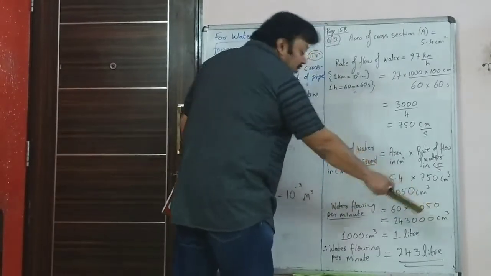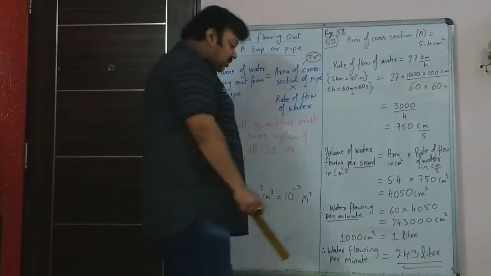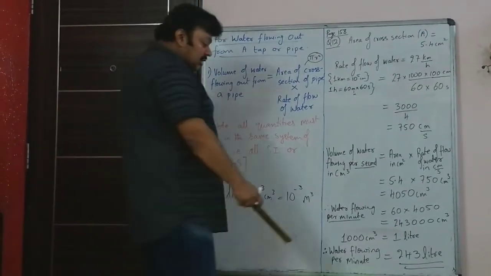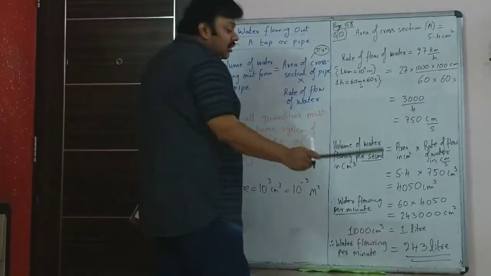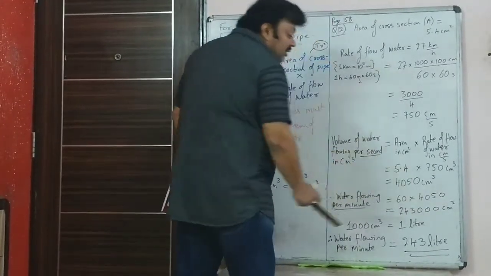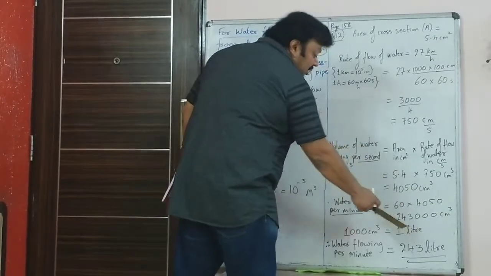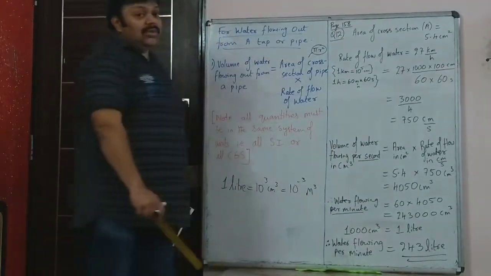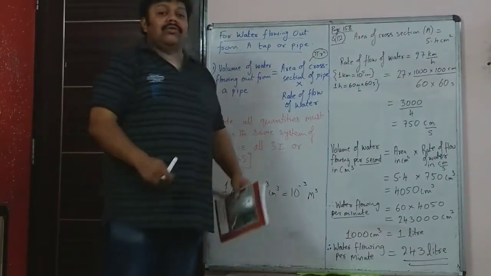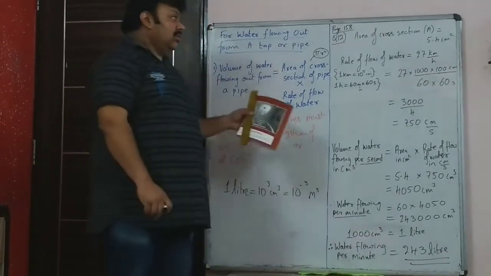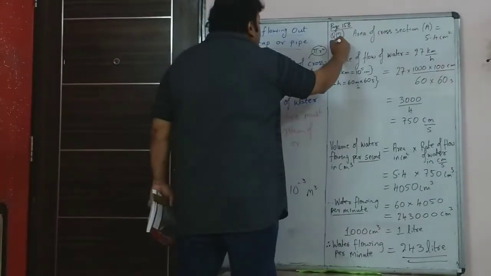So now this is in centimeter cube. You are asked to find the volume in liters. How many liters? So you have this relation that 1000 centimeter cube would be 1 liter. So this centimeter cube can be directly replaced by removing these 3 zeros and writing liter instead of centimeter cube. So the answer will become 243 liter. That is the water flowing out of the pipe per minute. So this is how you do a sum in which the rate of flow of water is asked. Mark this as important.